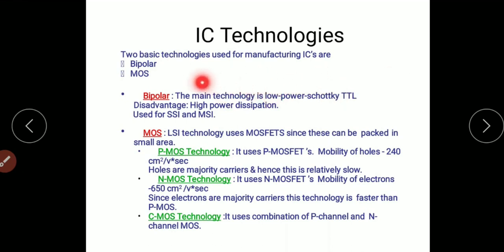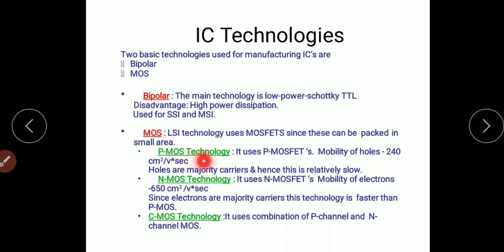But the drawback of bipolar technology is they consume high power. High power dissipation is there in bipolar transistors. And bipolar technology is used for SSI and MSI. Next, MOS technology. MOS technology can be used to design large scale integrated circuits and very large scale integrated circuits.